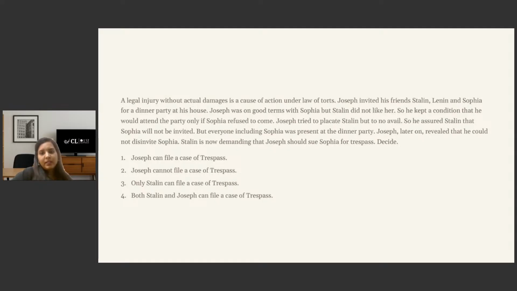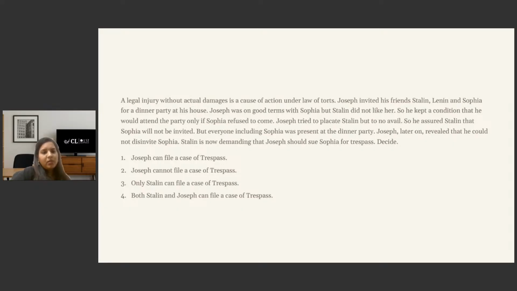Joseph invited his friends Stalin, Lenin, and Sophia for a dinner party at his house. He kept a condition that he would attend the party only if Sophia refused to come. Joseph tried to placate Stalin, but to no avail. So he assured Stalin that Sophia would not be invited, but everyone, including Sophia, was present at the dinner party. Joseph later on revealed that he could not disinvite Sophia. Stalin is now demanding that Joseph should sue Sophia for trespass.